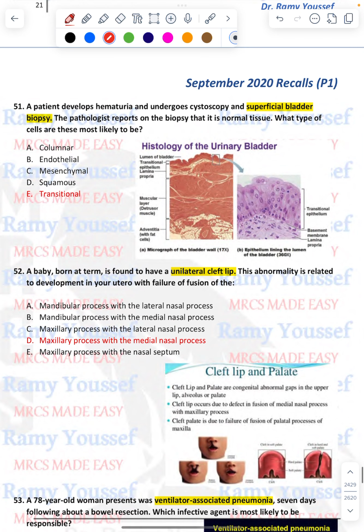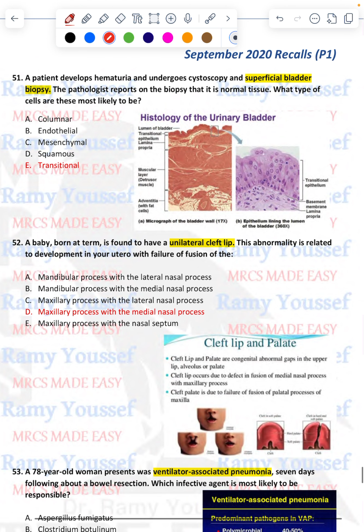A 78-year-old woman presents with ventilator-associated pneumonia at 7 days. Which infective agent is most common? Pseudomonas. Let us see.